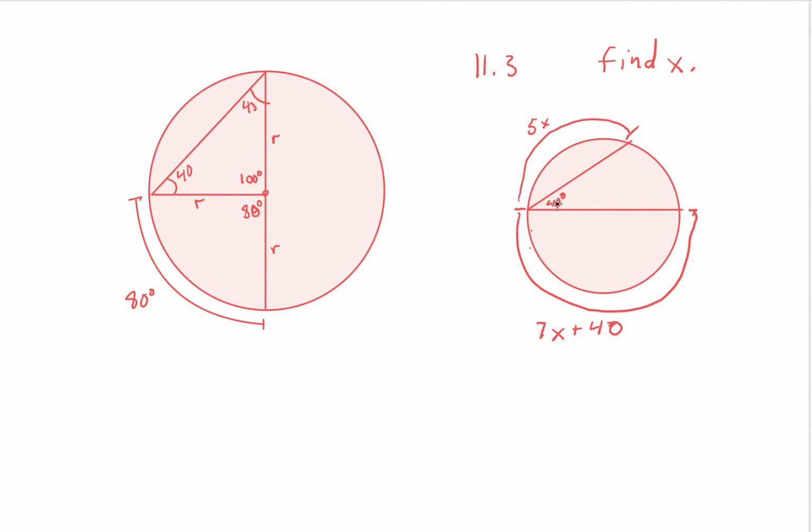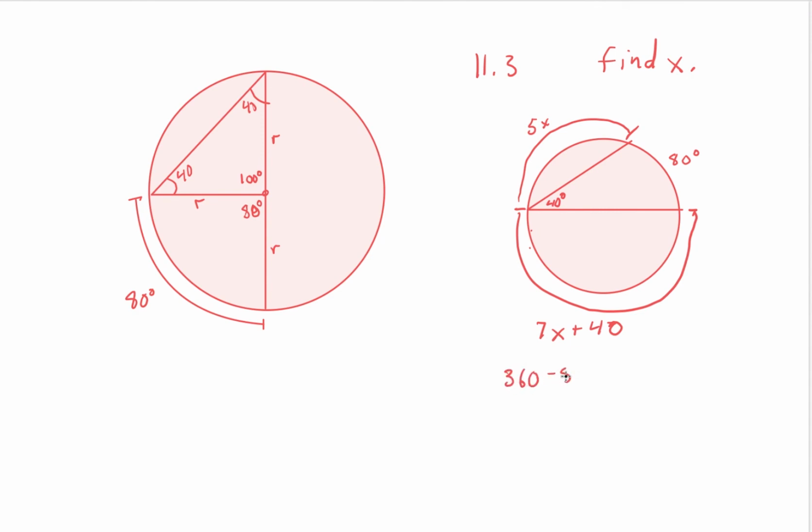Okay, so if this is 40 and it's all the way across, then we know that it is half of this intercepted arc right here. I keep calling it inscribed. The angle is inscribed, the arc is intercepted. So the intercepted arc is twice this. So that means this is going to be 80 right here, right? You follow?